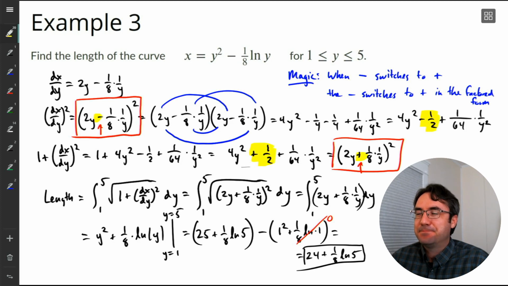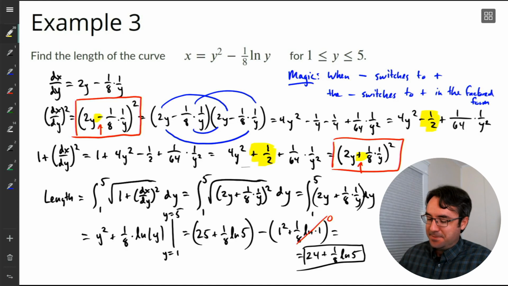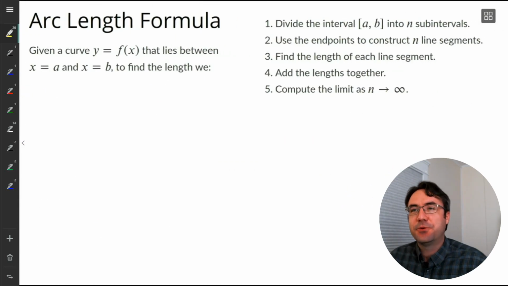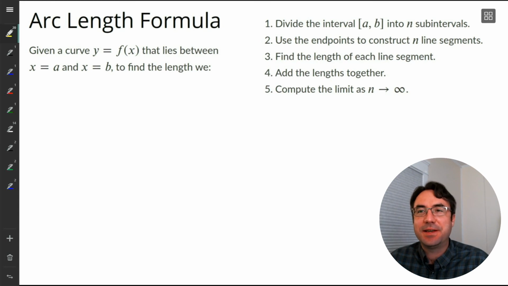I think we'll stop there. I was going to go through and see how the arc length formula is constructed, because we can actually see where this arc length formula comes from. But maybe we'll save that for another time.